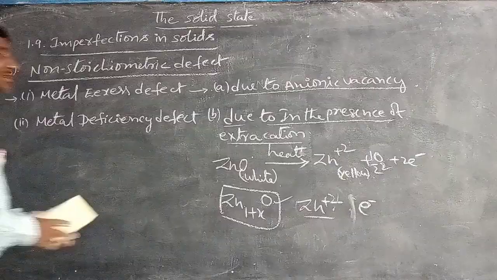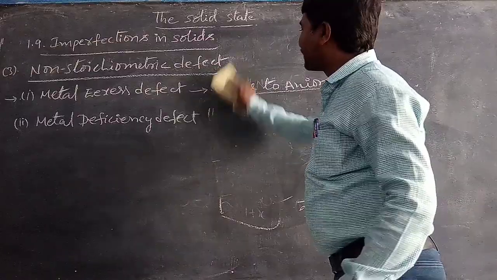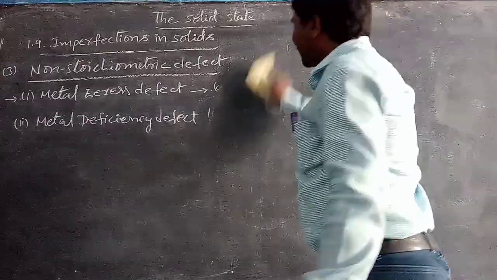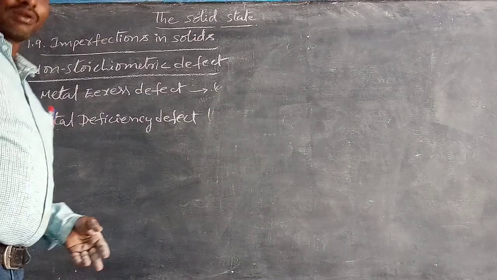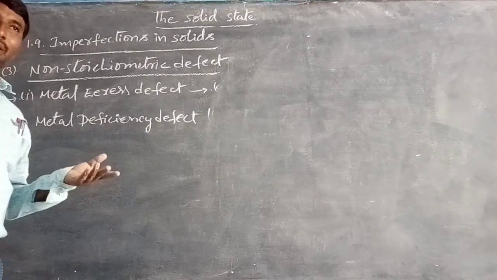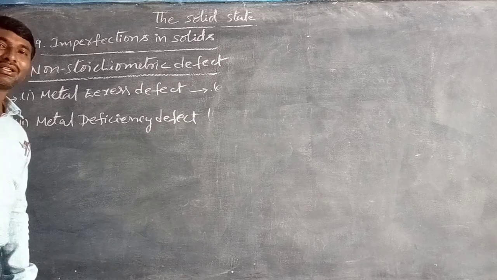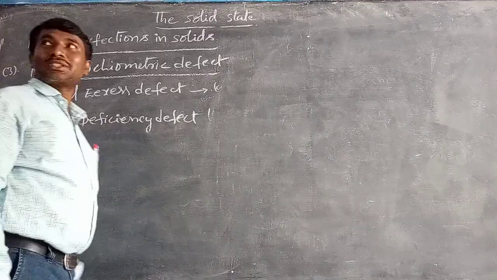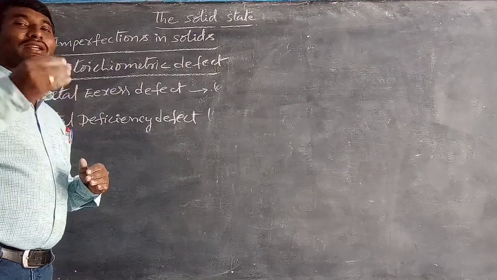Then another one is metal deficiency defect. Metal deficiency means the compounds are generally not perfect. Almost all solids, when we prepare them, generally have some defects. So metal deficiency defect means the compound has a deficiency of metal.